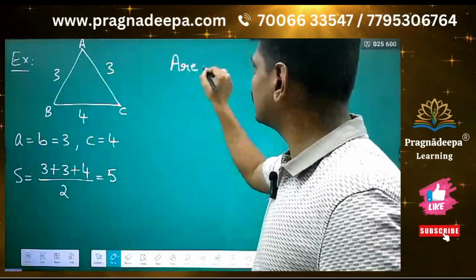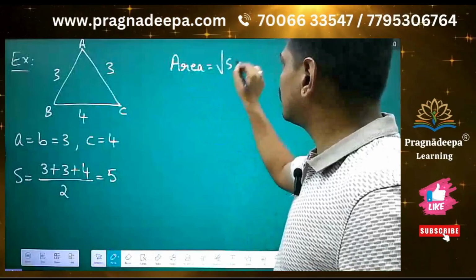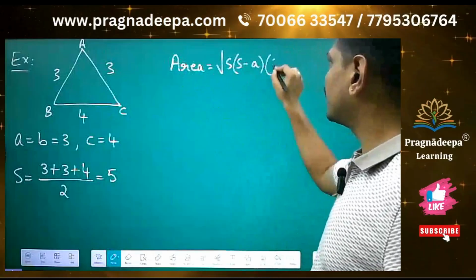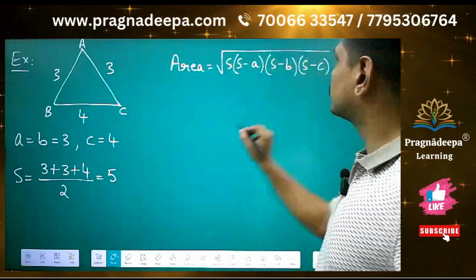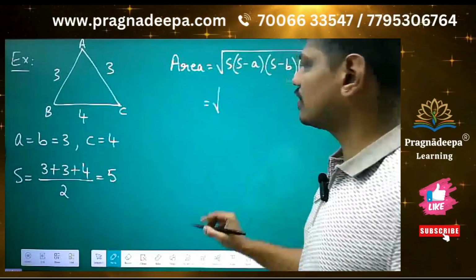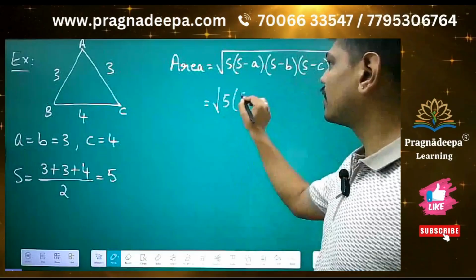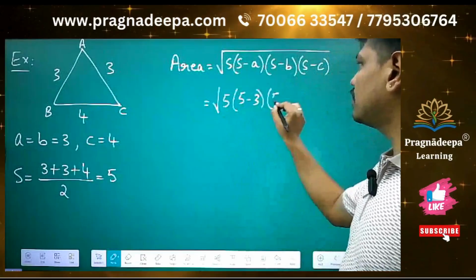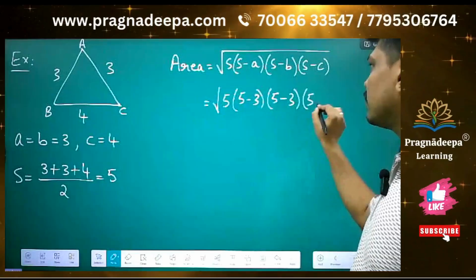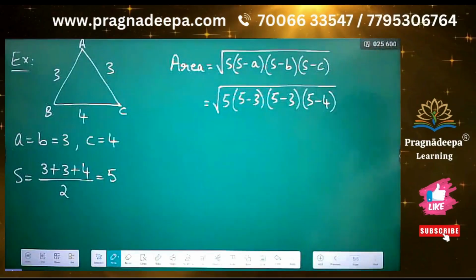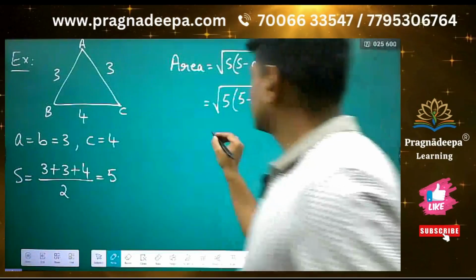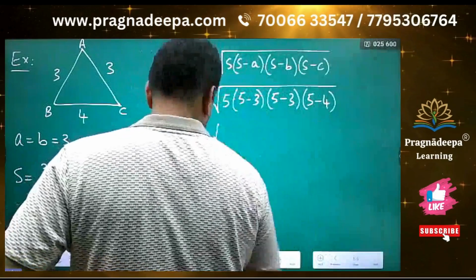Area is equal to square root of s into s minus a into s minus b into s minus c. So that is equal to square root of s, which is 5, into 5 minus 3 into 5 minus 3 into 5 minus 4. 5 minus 3 is 2, 5 minus 3 is 2, 5 minus 4 is 1. 2 2s are 4, 4 5s are 20. So square root of 20.